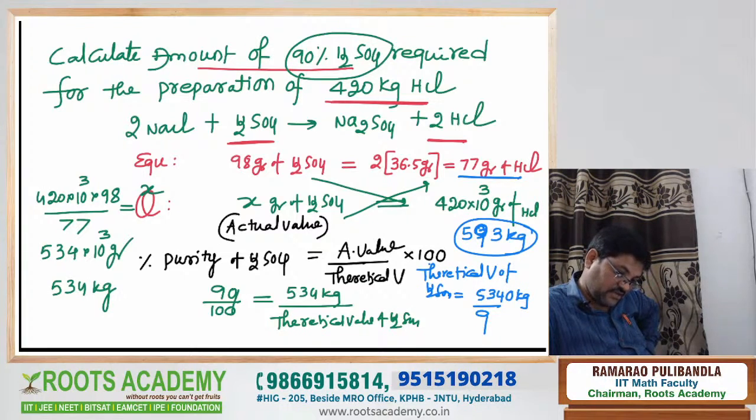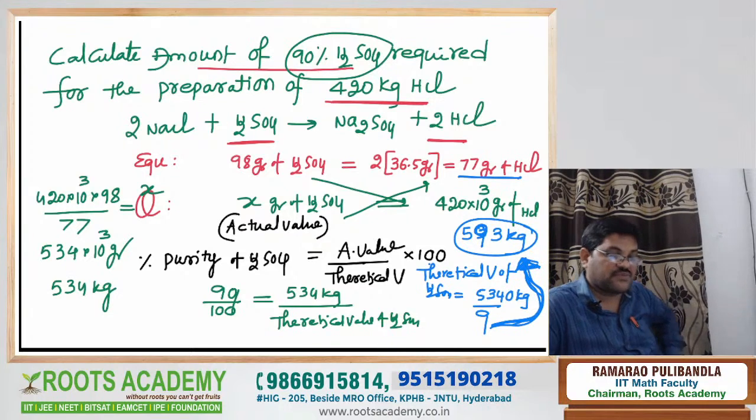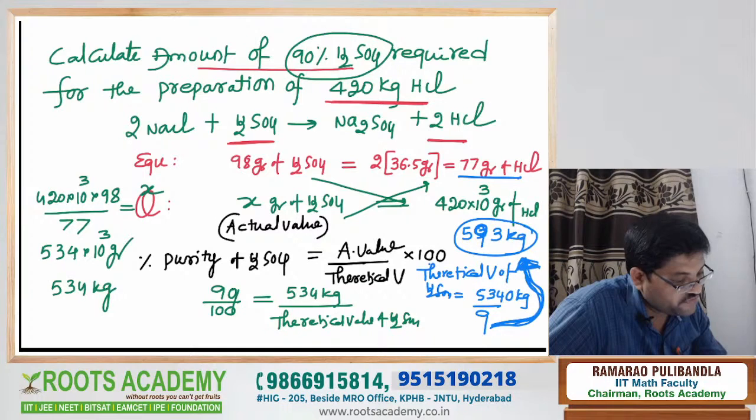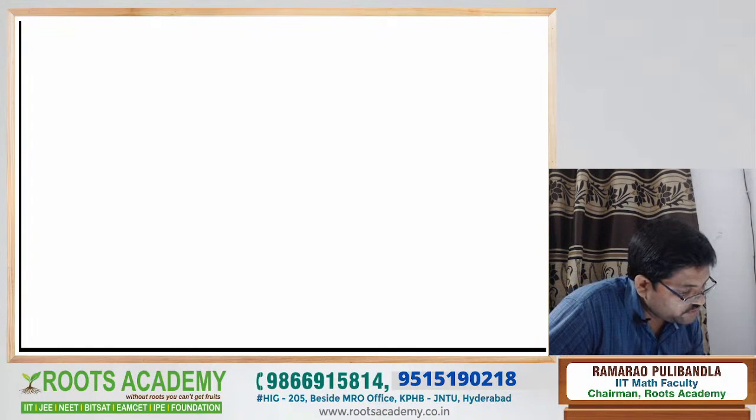Therefore, theoretical value of H2SO4, how much did you get? 5340 by 9. 5340 by 9 means you got 593 kg. How much did you get? 593 kg. Any doubt you have? Understood what I am saying? One of the nice models from this concept may be given for 4 marks, but actually the objective question is important. For 4 marks it may be given, you can do like this.